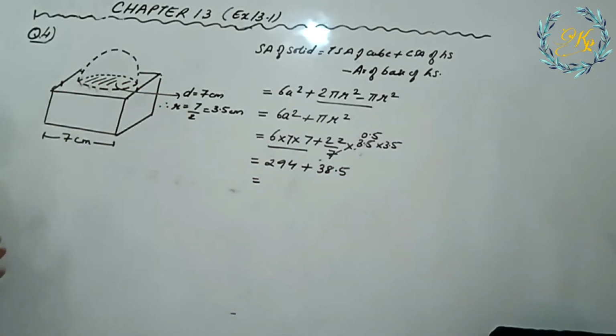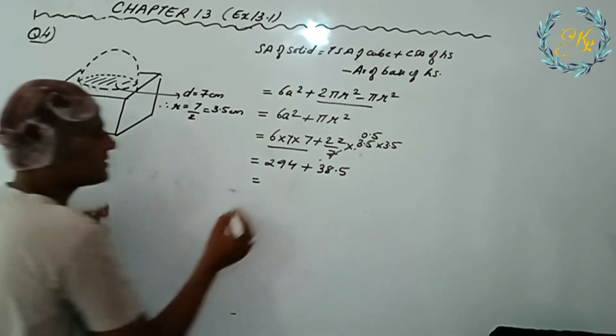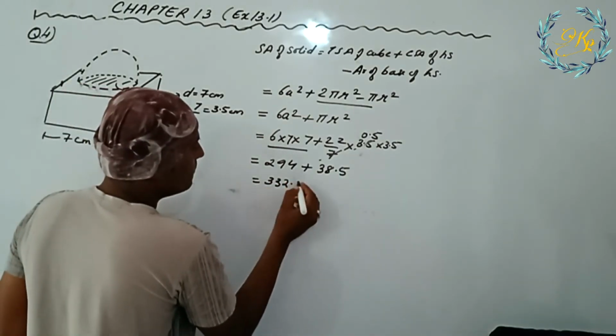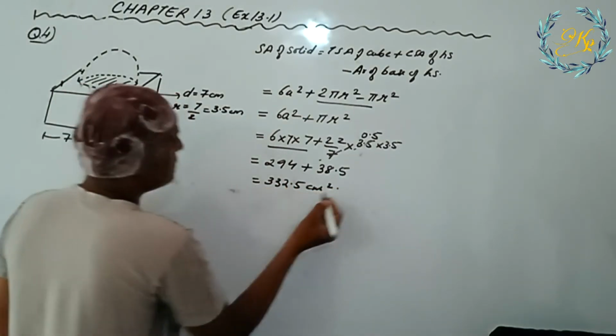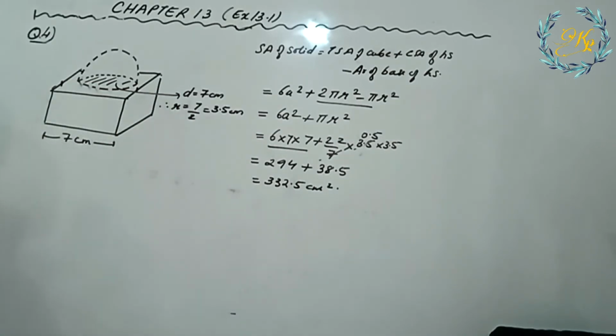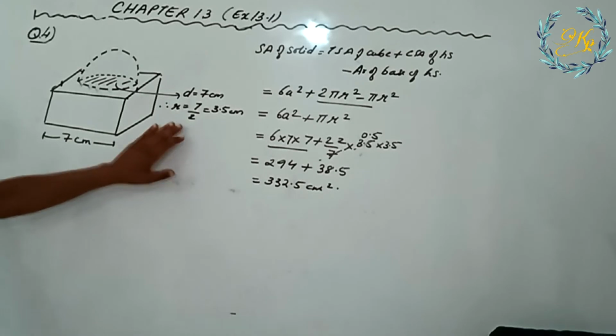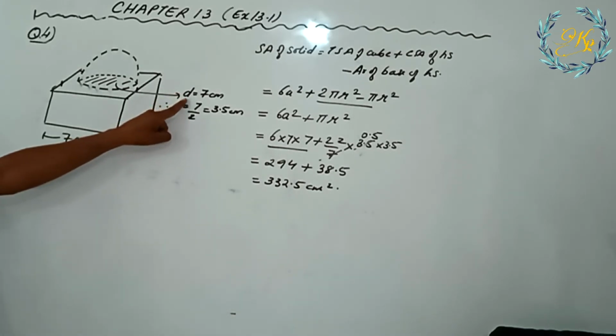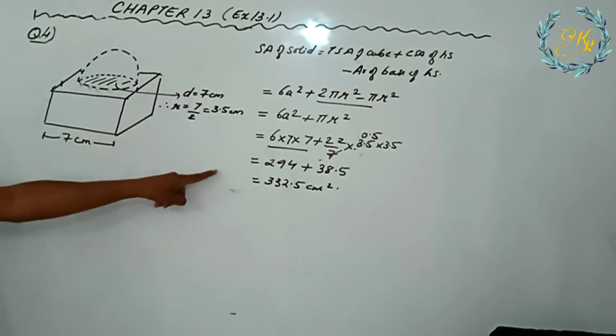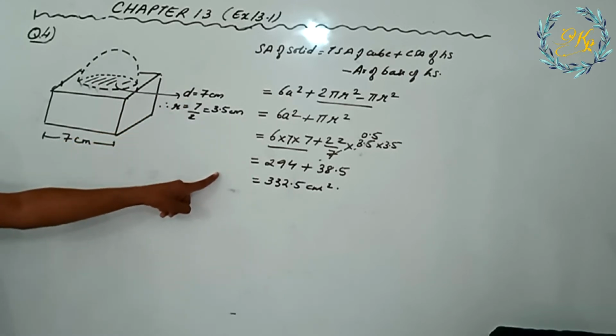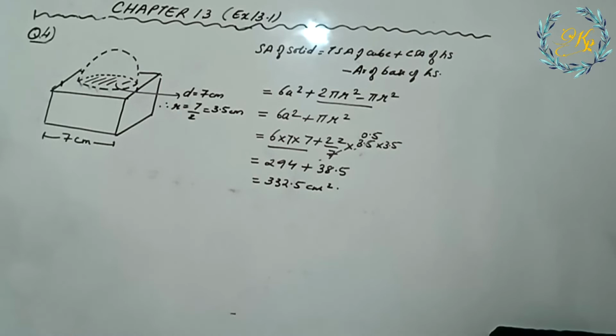Lastly, when you add these values you get the answer as 332.5 centimeter square. So in the last line you will write the answer. There are two questions in this sub question. The first answer will be the greatest diameter of the hemisphere, which will be equivalent to 7 centimeter, and the surface area of the solid is equal to 332.5 centimeter square.